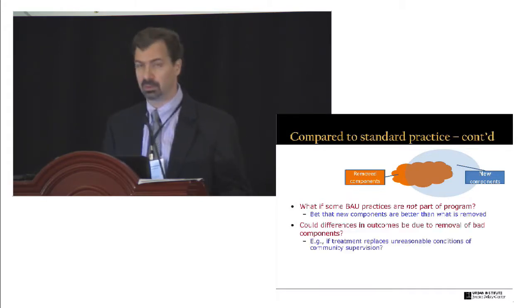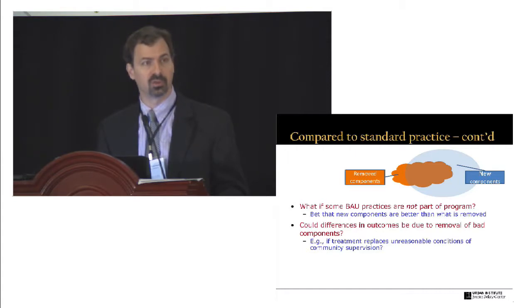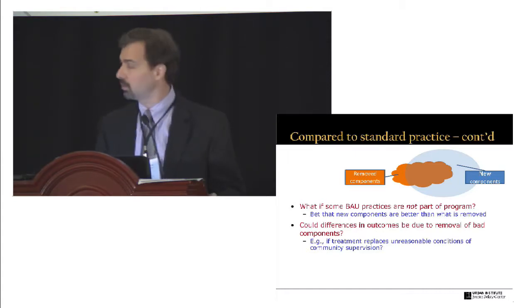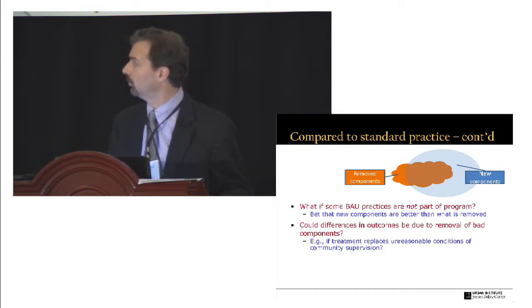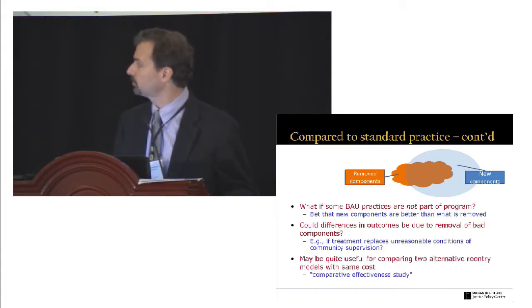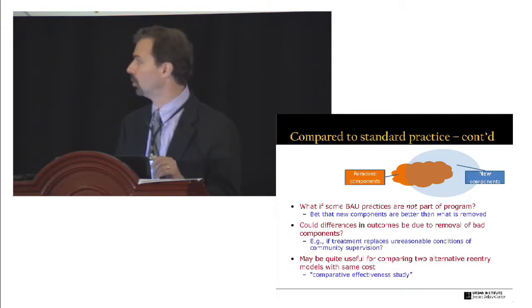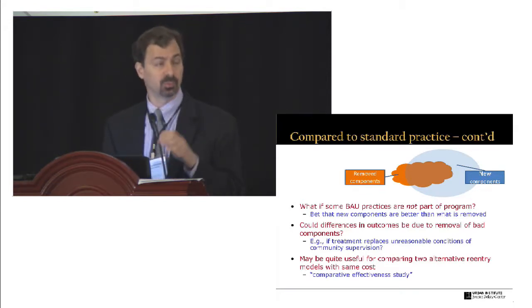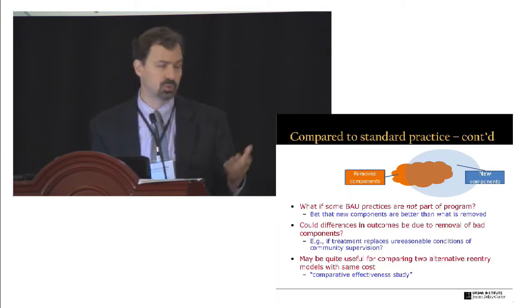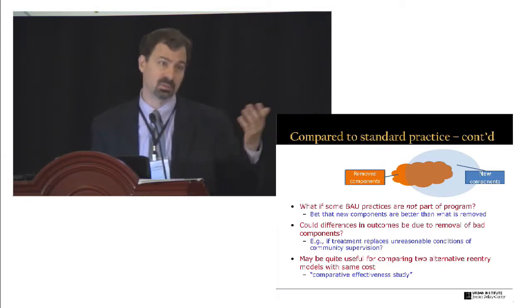And if you do that, you have to always say to yourself, could any differences in the outcomes be due to removing some of the bad components, if there were any? Nonetheless, this might be quite useful for comparing two alternative reentry models, especially if they're at the same cost. I want to know which one's better. They have overlapping components, but I want to make a choice.